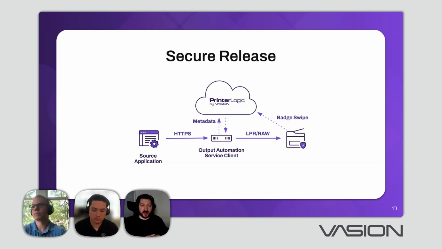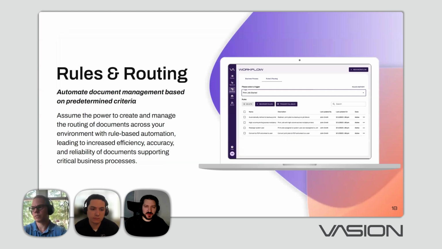And so by leveraging output, you can look at the data that arrived with the actual print job and identify the user that way. And then as part of that, we'll hold the job encrypted, and until a user walks to the printer and swipes their badge, that communication is going to come up to our SaaS platform, and then it's going to be communicated down to the output service client, and at that point it will only release the job. So you can make sure that there's an actual user standing in front of the device before it's printed out. So that is secure release.